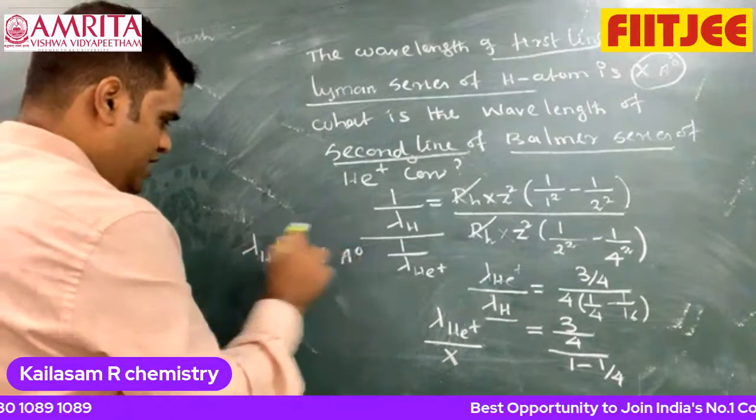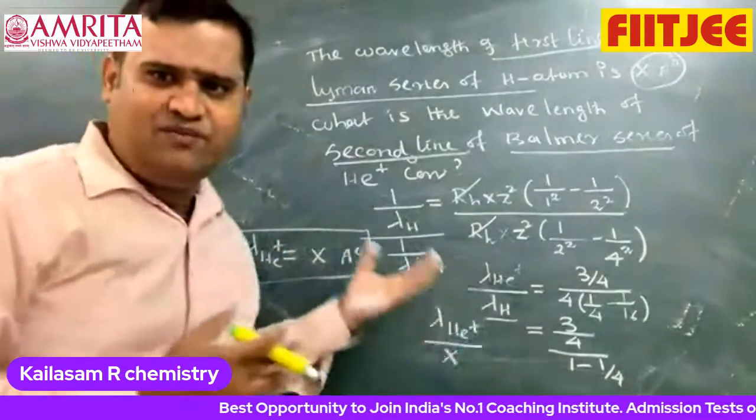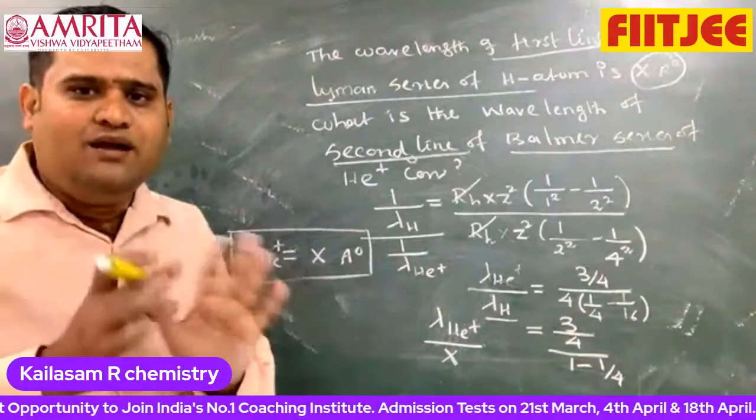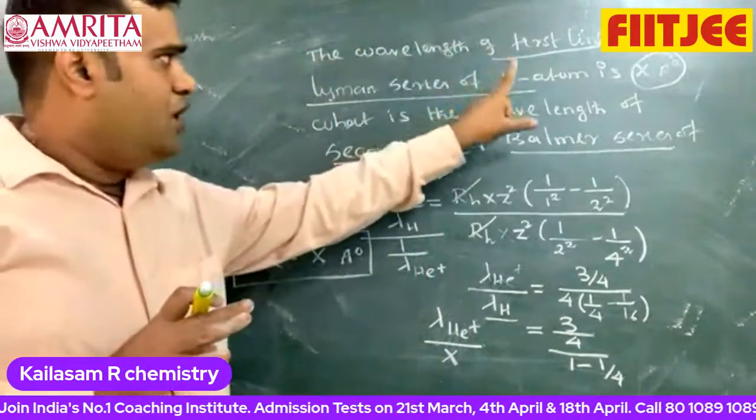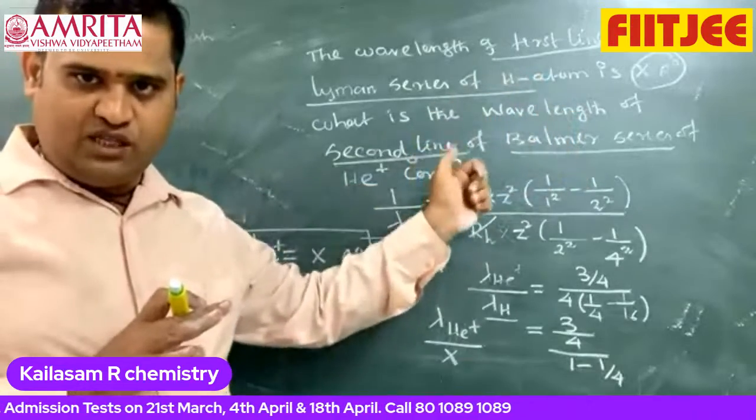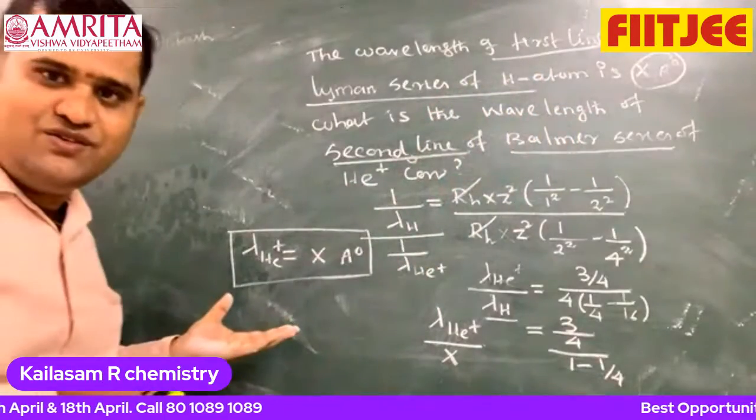I'm strong only. So from this, what do we understand? Please understand from the question. We can learn the theory part. That means the wavelength of the first line of hydrogen atom is equal to the wavelength of the second line of helium plus. This statement is right.